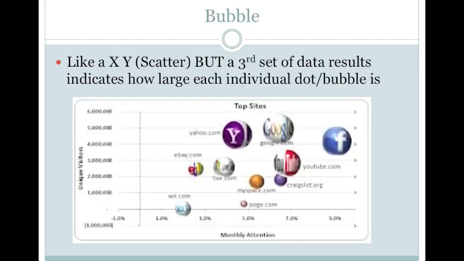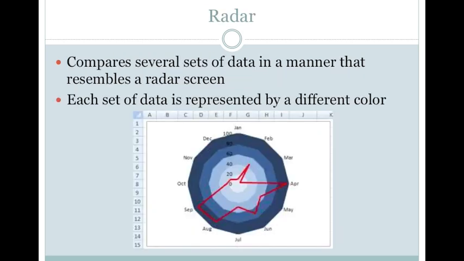Next is the bubble chart, like an XY or scatter chart, but the difference here is it has a third set of data results that indicates how large each individual dot or bubble is. And so as you can see on here, the bubbles are different sizes. This is to convey to you the difference in the data results. Radar compares several sets of data in a manner that resembles a radar screen. So each set of data is going to be represented by a different color. And you can see here the actual color scheme is shades of blue.